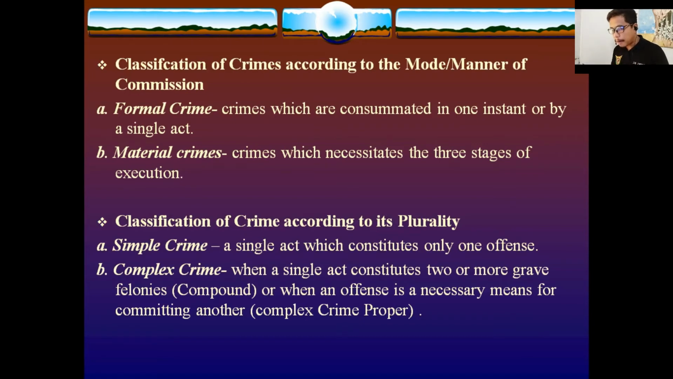But if a particular crime is consummated or can be consummated in one instant, meaning there is no attempted or frustrated stage, and the act automatically falls under the consummated stage in one instant or by a single act, such shall be considered as a formal crime. For example of a formal crime, let us say slander. In slander, we do not have frustrated slander, and we do not have attempted slander.